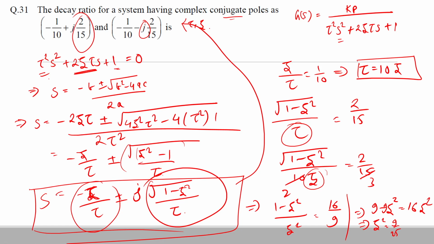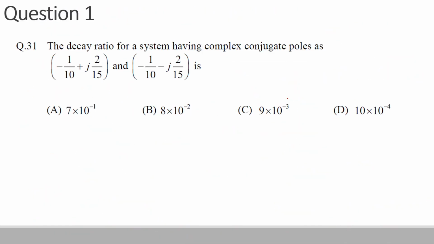So the correct answer is 9 into 10 raised to minus 3. Basically, I will just discuss the solution methodology so that the others who will watch this video will get the solution methodology. The second order transfer function, we write it as 1 upon tau square s square plus 2 zeta tau s plus 1.